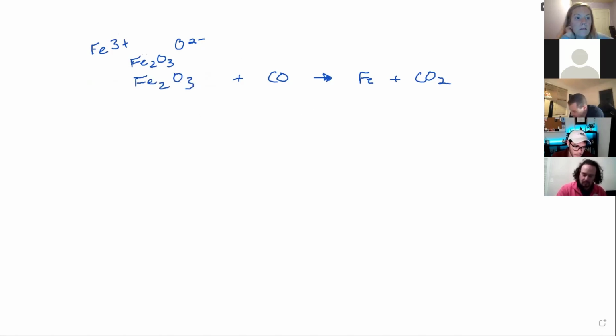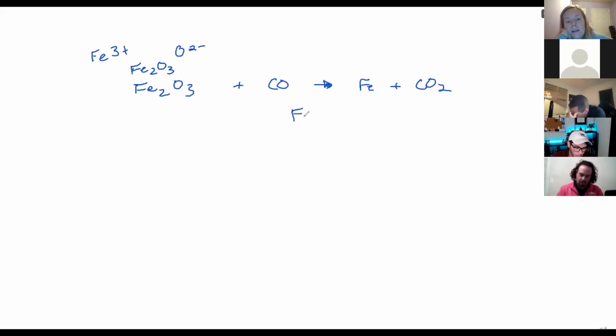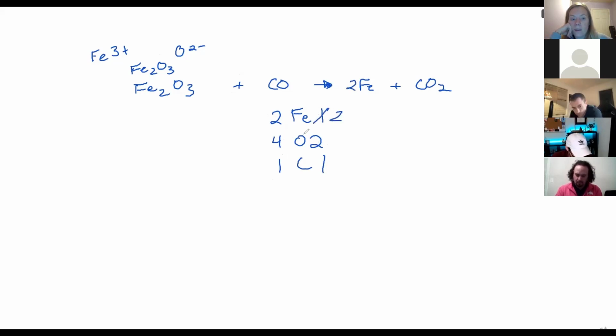So I've got iron, I've got oxygen, and I've got carbon. I start with 2 irons, I end with 1 iron. I start with 4 oxygens, 3 from here, 1 from there, and I end with 2 oxygens. I start with 1 carbon, I end with 1 carbon. So when balancing, I can balance the iron first. I've got 2 here, so I'm going to put a 2 there and balance that out.